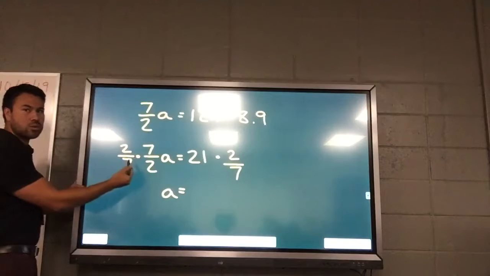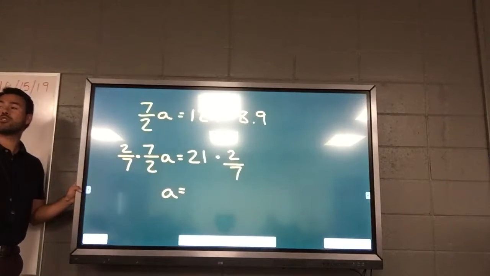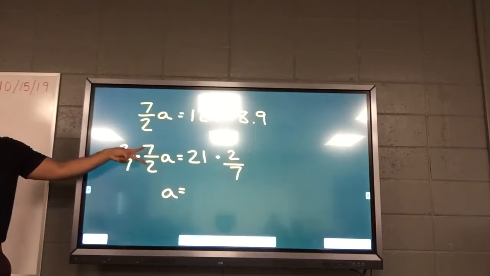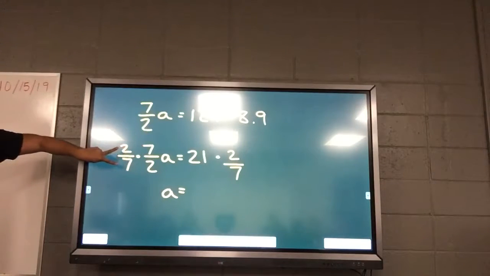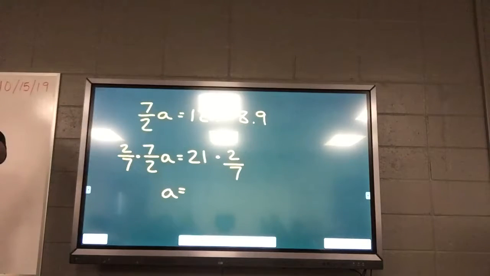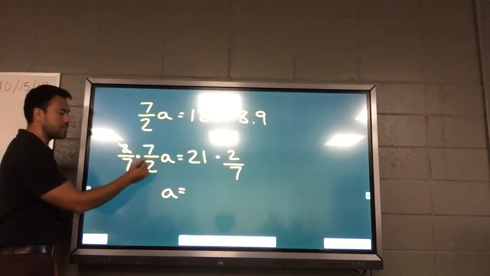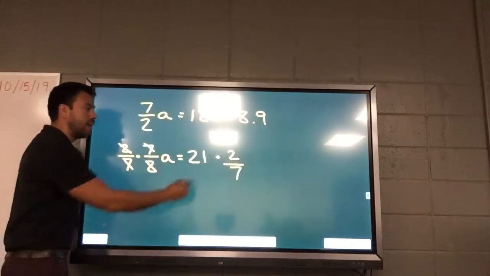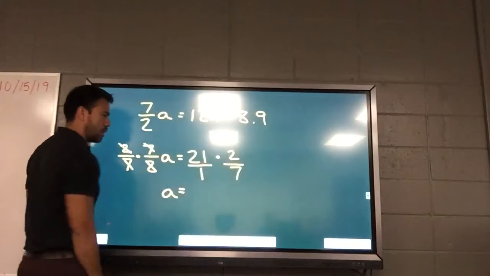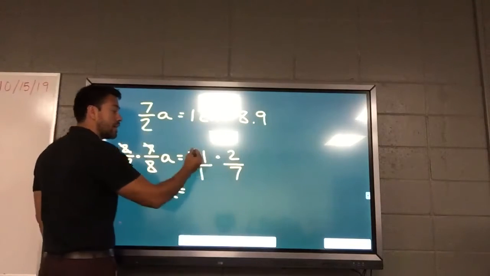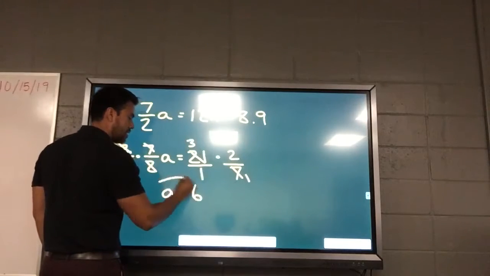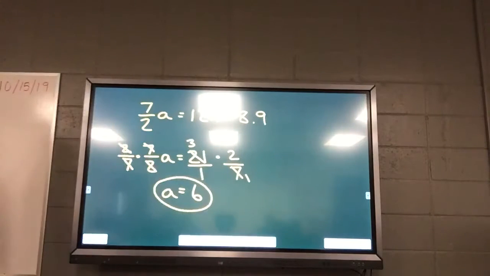What property is being shown there? What did I say? Inverse property of multiplication. A number, 7 halves, times its reciprocal is always going to give me 1. And that's what I want, right? Because these cancel out, and I'm left with 1. 1A is just A. And then here, it's 21 over 1. You could cancel these out, and you're left with 6.